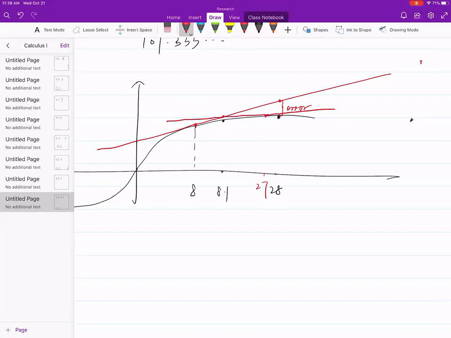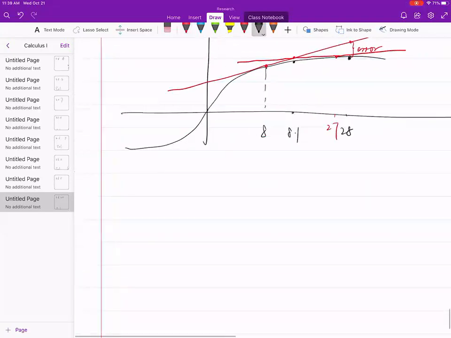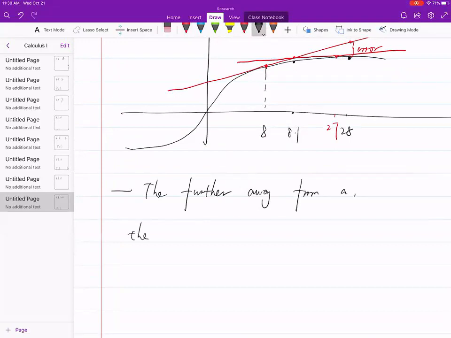Okay, so that's the first observation. Basically, we can summarize it: the further away from A, the worse the approximation. Of course, the closer you are, the better the approximation.